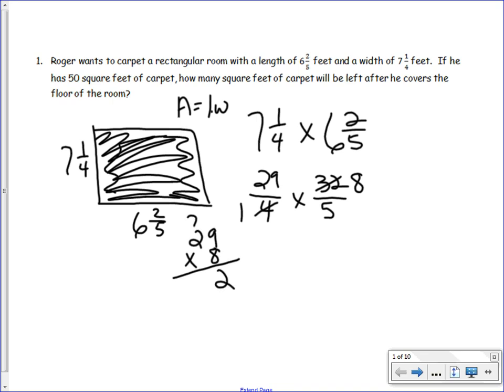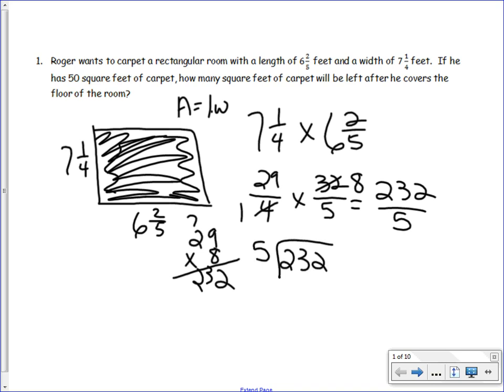8 times 9 is 72. 8 times 2 is 16, plus 7 is 23. So I have 232 over 5. I'm going to have to change this improper fraction to a mixed number. So I'm going to take 232 and divide it by 5.